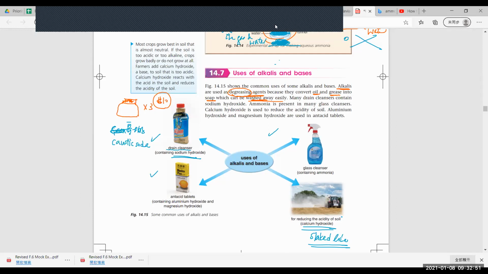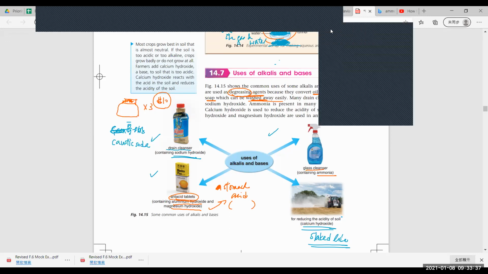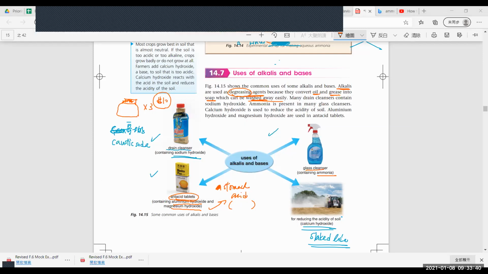For the milder chemicals, we have glass cleanser, in which we may find ammonia, and antacid tablets, which you take to reduce the stomach acid inside your stomach. Gastric juice, you know what that is? Stomach acid. So you have aluminium hydroxide and magnesium hydroxide, which can deal with the stomach acid. What is the chemical found inside stomach acid which makes it acidic? What is that acid? Any biology students? Yep, good. Hydrochloric acid, HCl.